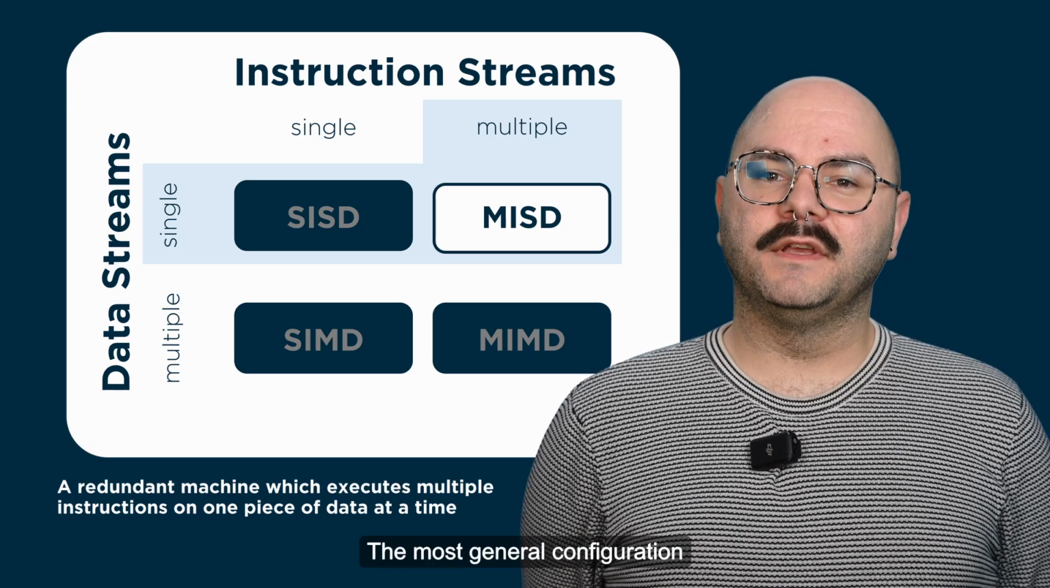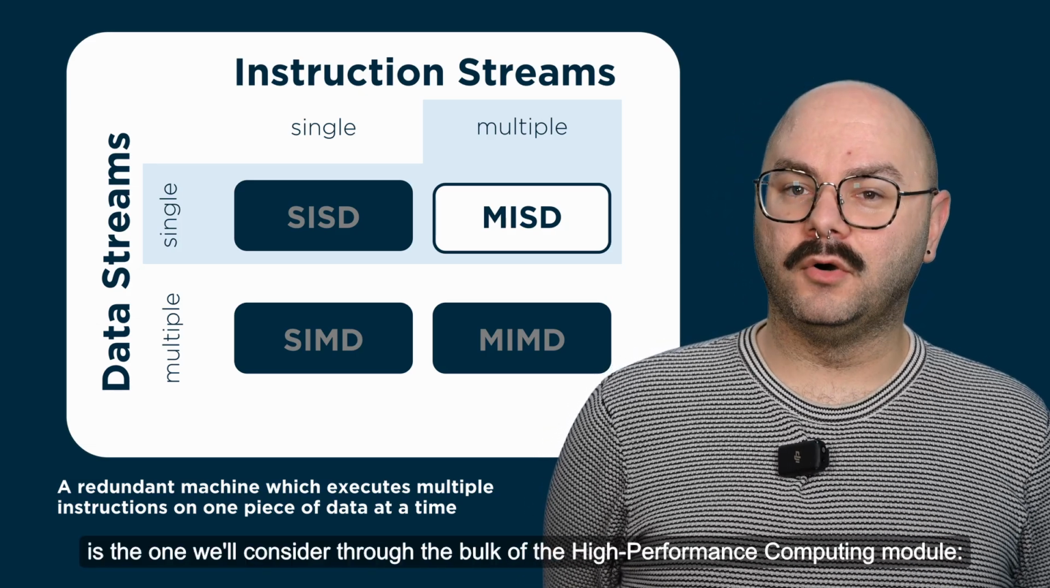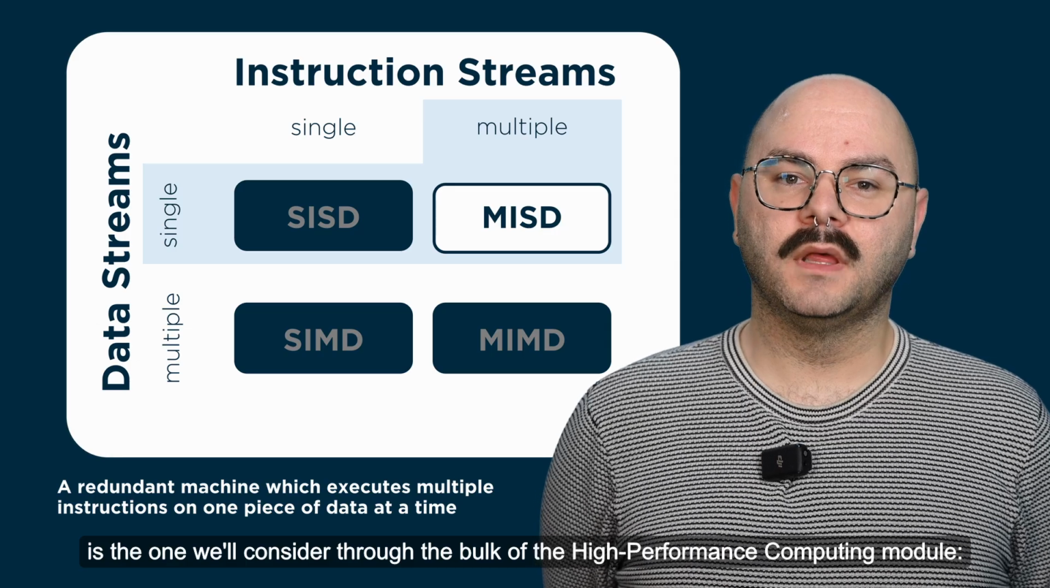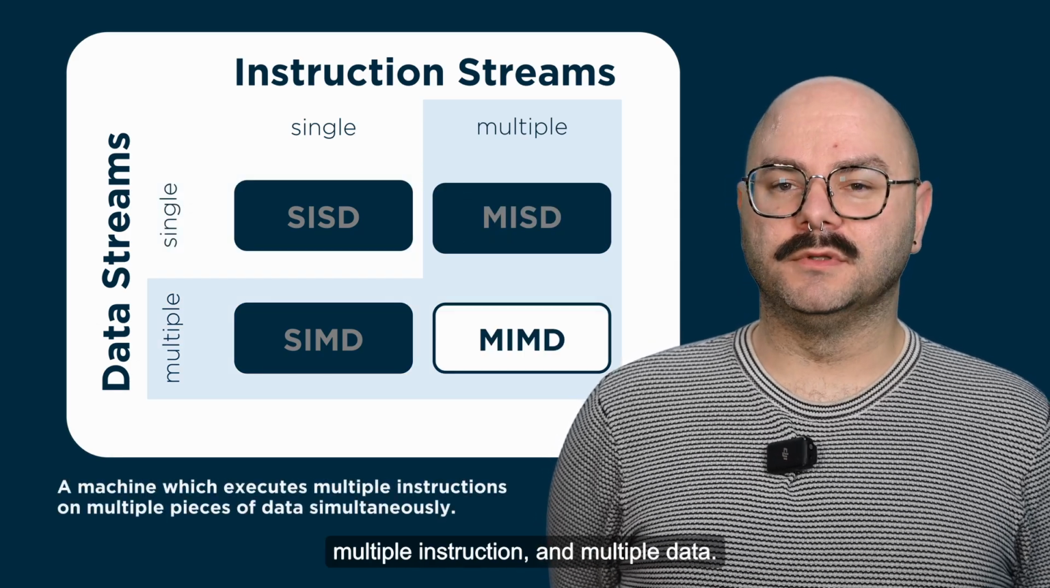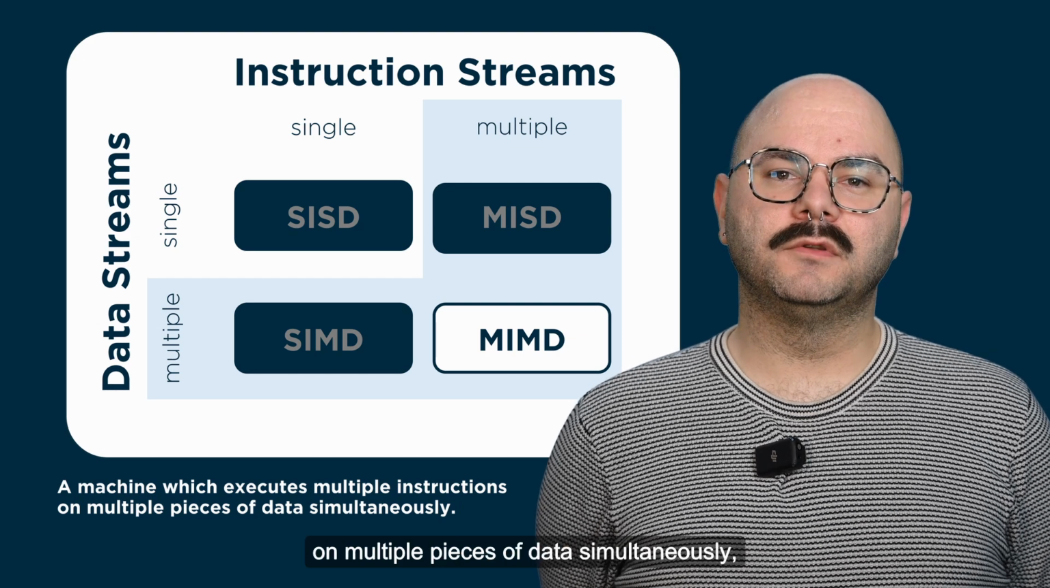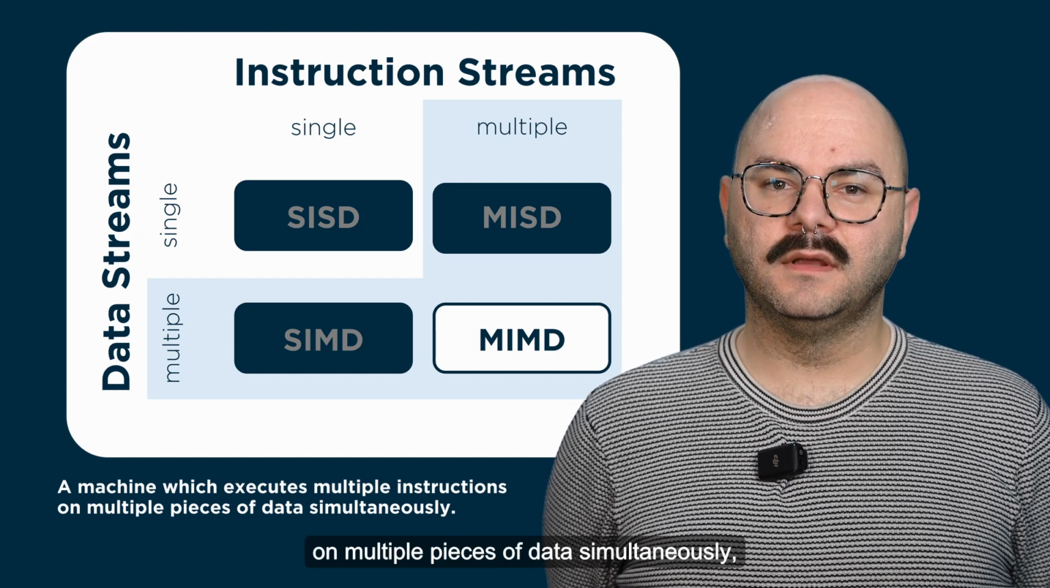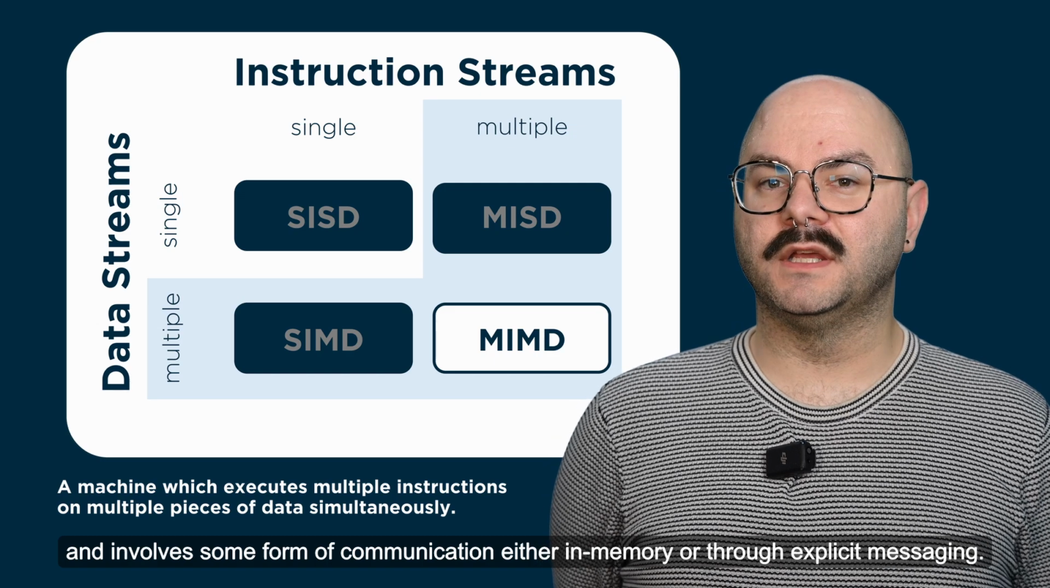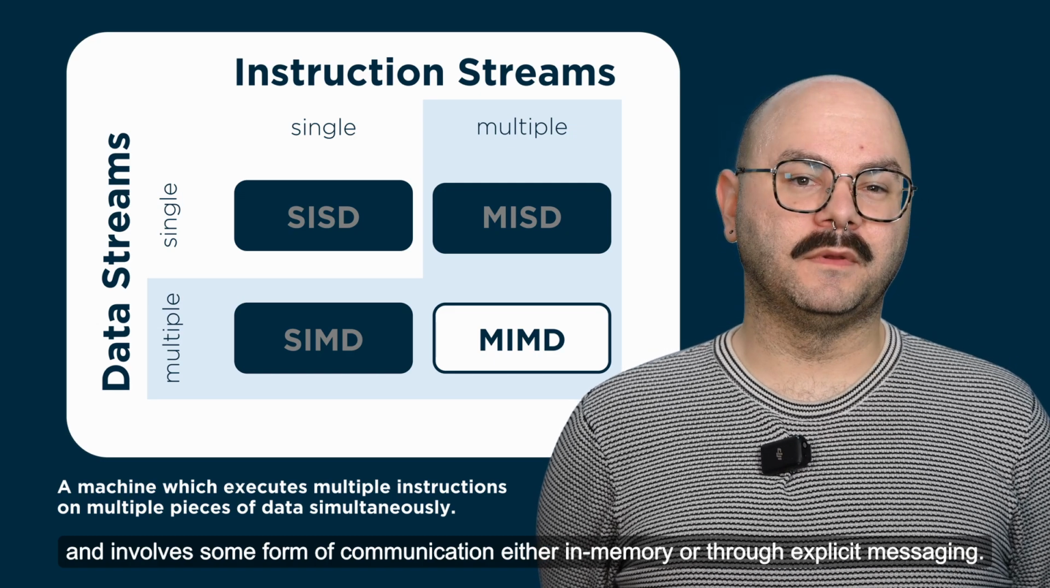The most general configuration is the one we'll consider through the bulk of the high-performance computing module: multiple instruction and multiple data. This is a machine which executes multiple instructions on multiple pieces of data simultaneously and involves some form of communication, either in memory or through explicit messaging.